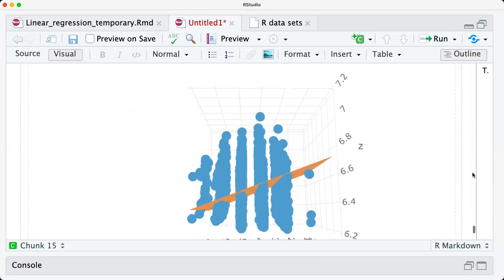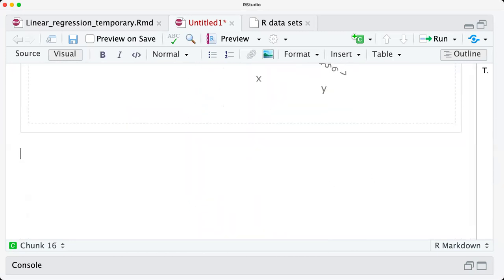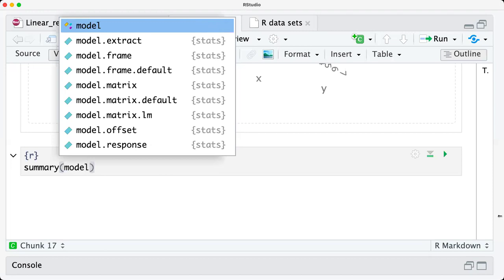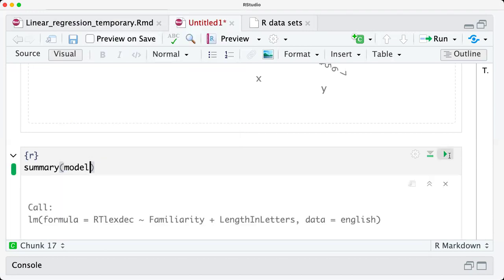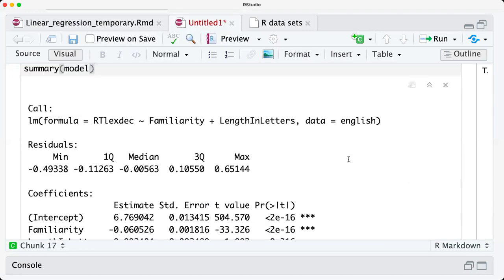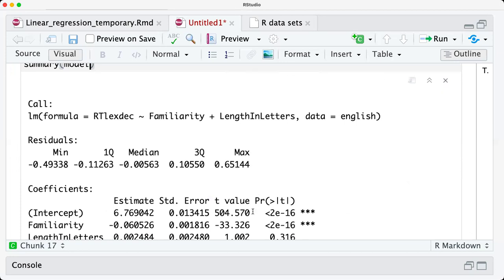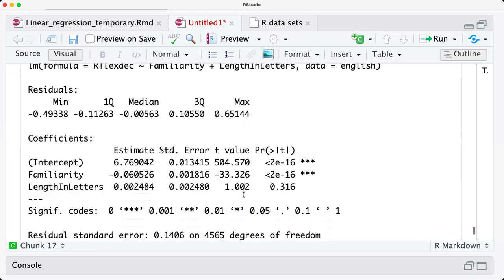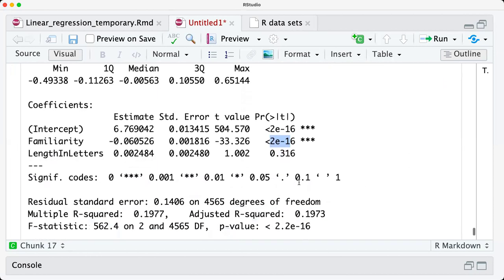Now, the statistics of this model, let's look at it because they are quite different. Let's take a summary of this model. We have the coefficients and the usual test for the coefficients, so whether they are significantly different from 0. And we see that the length in letters is not really significant, actually. Familiarity is a much better predictor.